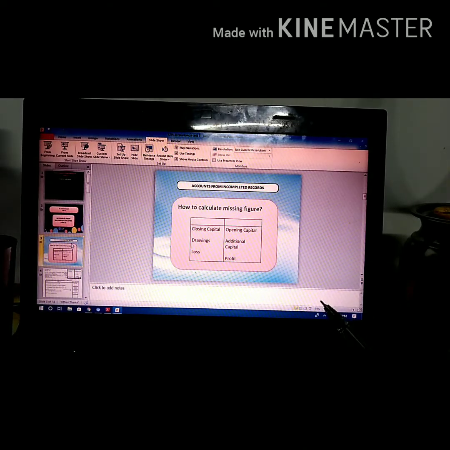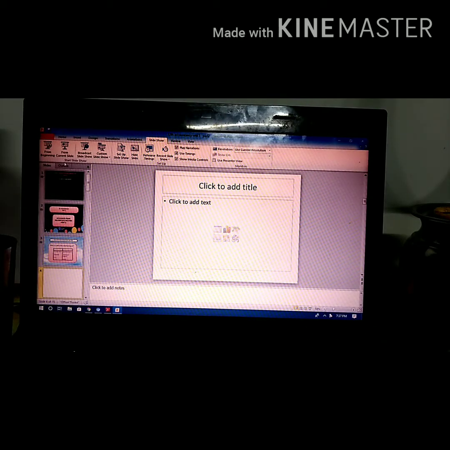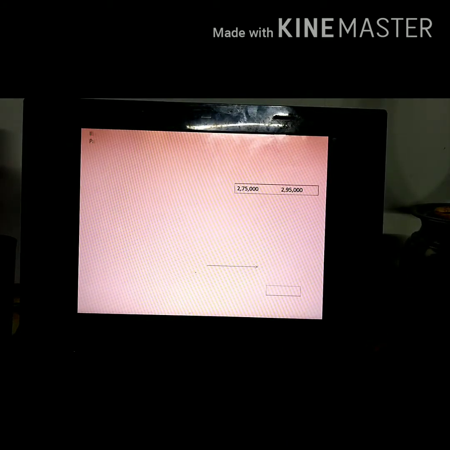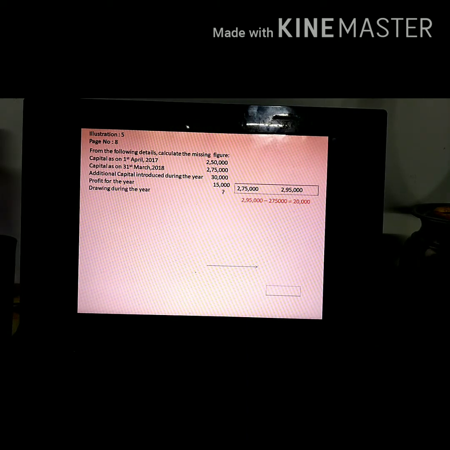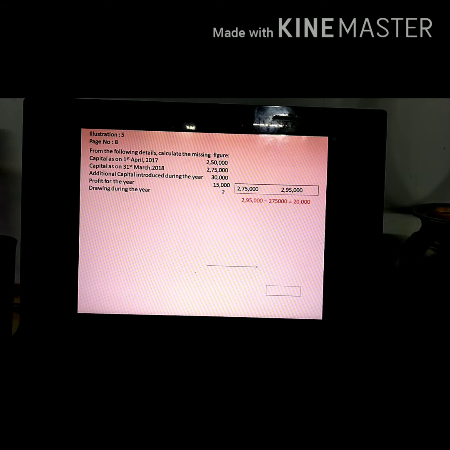Let me explain one more illustration. Illustration 5. From the following details, calculate the missing figure. Capital as on 1 April 2015, 2,50,000. Capital as on 31st March 2018, 75,000. Additional capital during the year 30,000. Profit given 50,000. Drawing during the year, question mark. Drawing is what we are going to find out in this illustration 5.